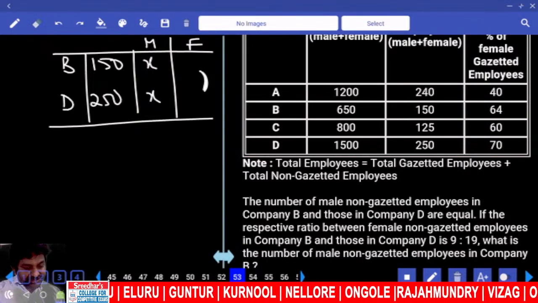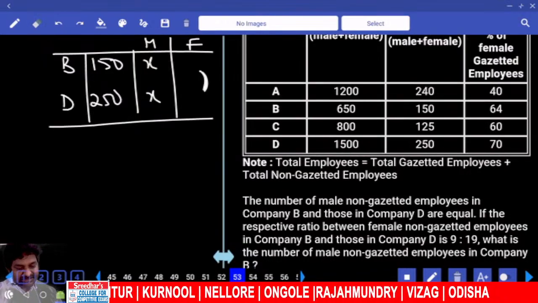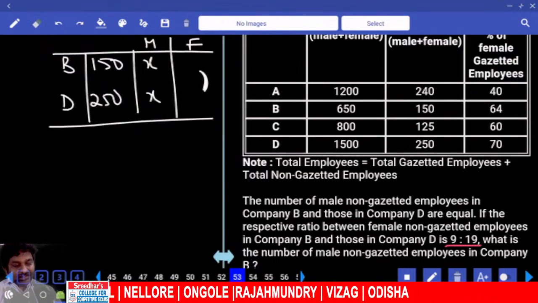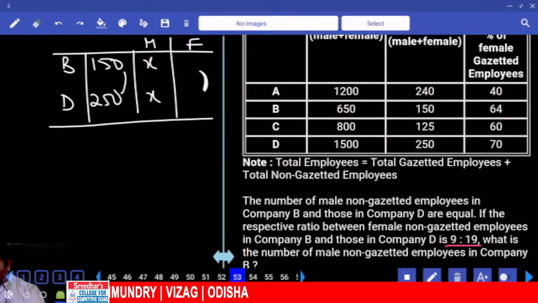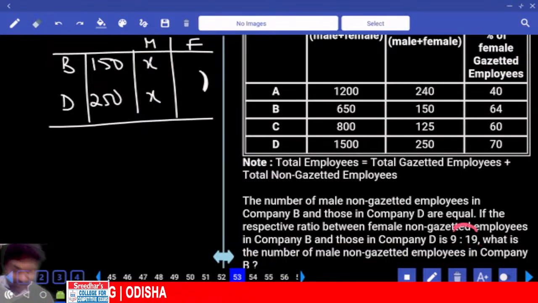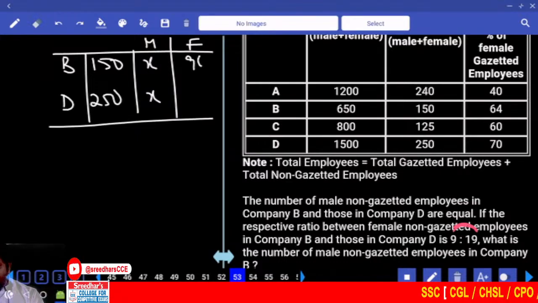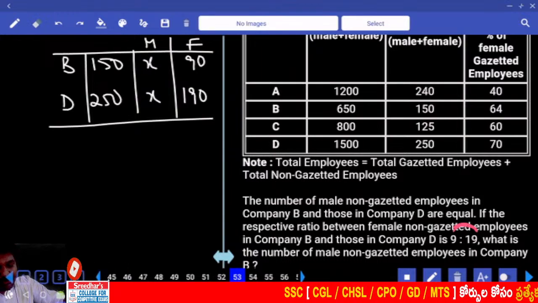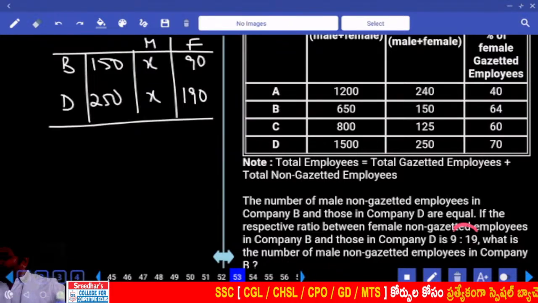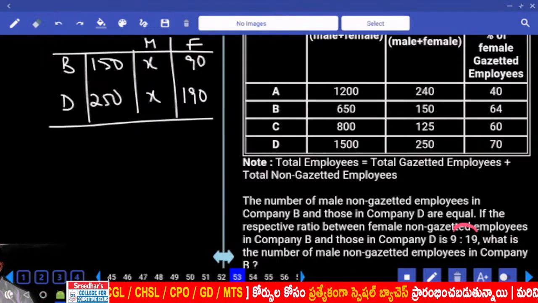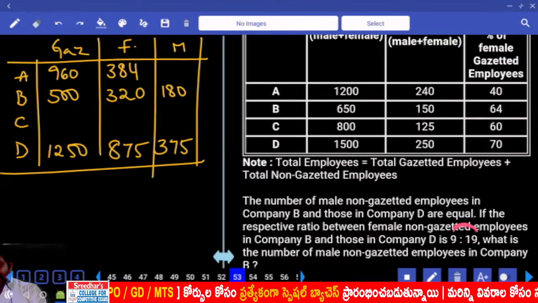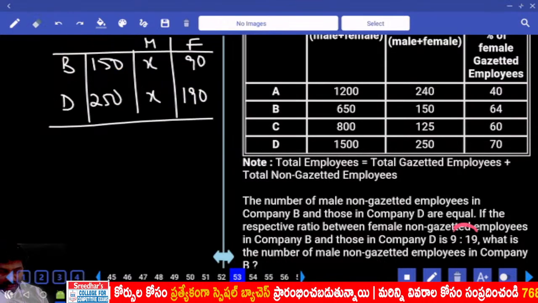Now the second statement says, female non-gazetted employees in company B and those in D are in the ratio 9:19. What is the total difference? 100. So that should be the female difference only. 10 parts is 100. 1 part is 10. So this must be 90 and it is 190. Now the question is, what is the total number of male non-gazetted in company B? Either in company B or in company D, one and the same, right? Out of 150, if 90 are female, male are 60. Unnecessarily we calculated this data. That is of no use.